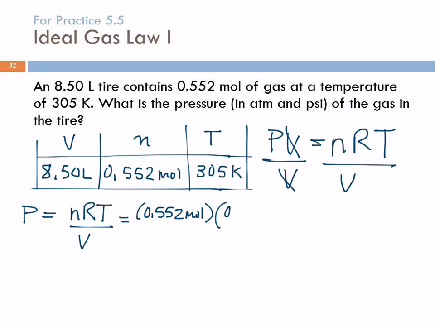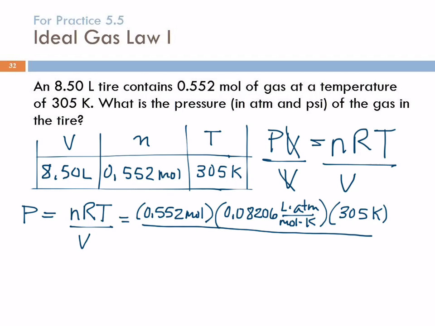R, 0.08206. Write the stinking units. Liter atmospheres per mole Kelvin. I know it's tedious. 305 Kelvin is our temperature, and then we're dividing by volume, 8.50 liters.